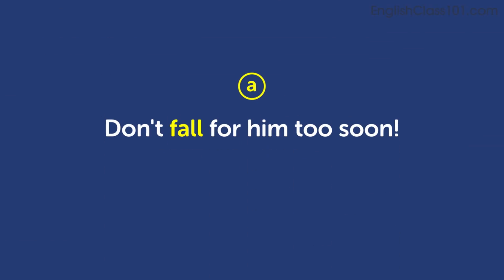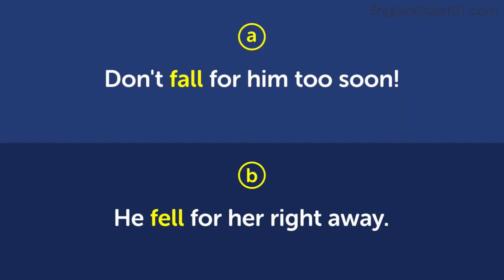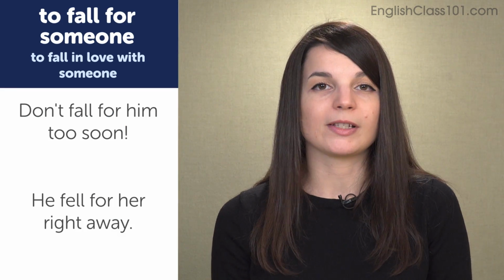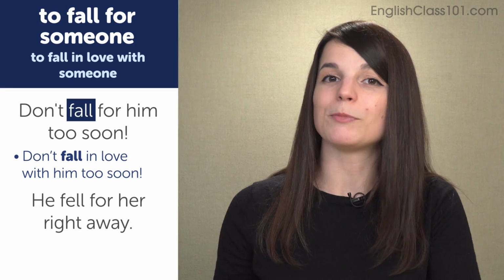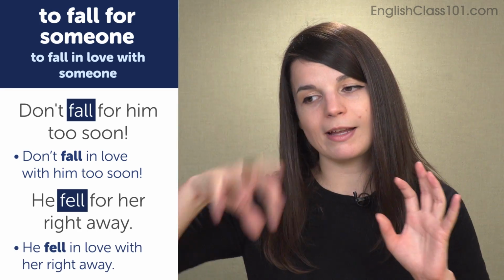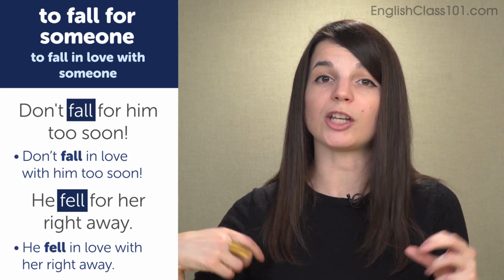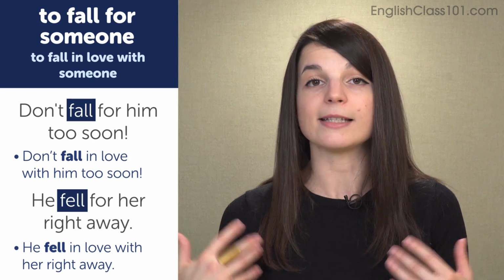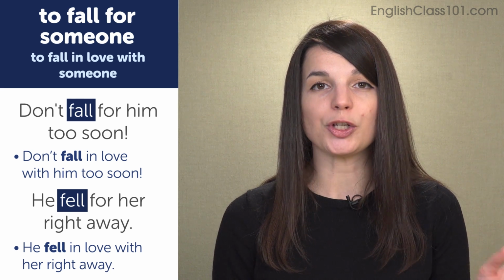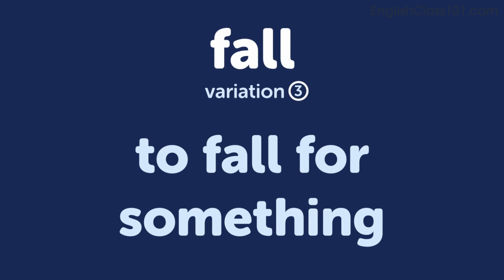Examples. Don't fall for him too soon. He fell for her right away. Fell or fall means become in love with that person. So don't fall in love with him too soon, or he fell in love with her right away. But we remove in love from the expression. We can just use fall or past tense fell to explain that.